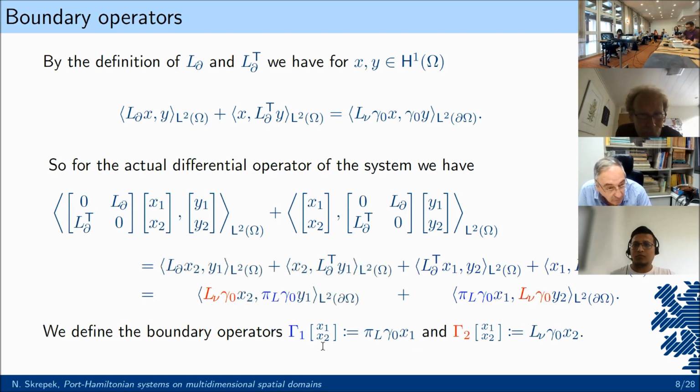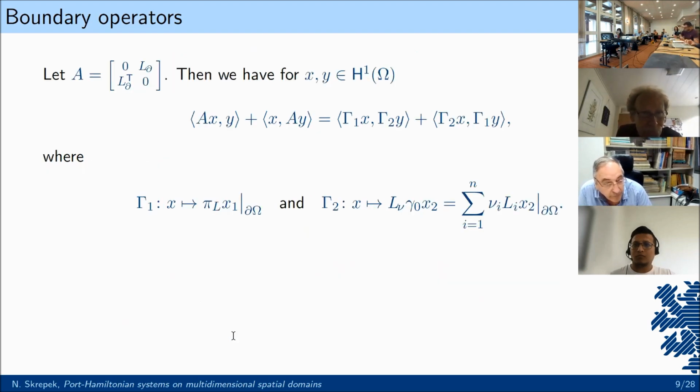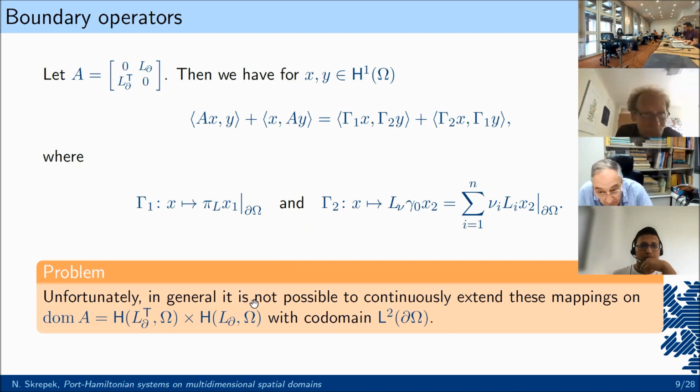So we can say we are almost done, but there is one small problem. To summarize, we have this abstract Green identity with these two boundary operators, but unfortunately, these two boundary operators cannot be continuously extended to the domain of A, or at least not in general. So there is one way to fix it, and we can just change the codomain. We allow a little bit more than L2 on the boundary.